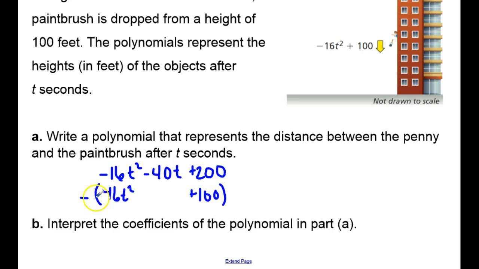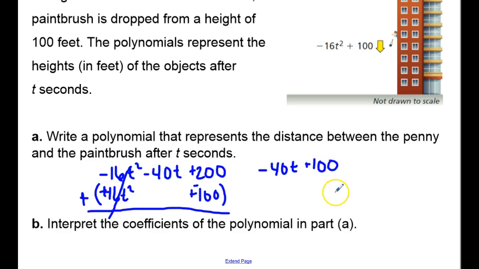Okay, so when I'm subtracting like this, I can do it either in columns or like we've done on previous slides. It doesn't matter. When I have to make this a plus, I have to change all of the signs in here, so that becomes a plus, and this becomes a minus. So now I have negative 16t squared plus 16t squared. That goes away, because a negative plus a positive of the same amount gets us to 0. Negative 40 minus 0 is negative 40t. 200 minus 100 is 100. So here is the difference, the distance between the two objects, right?